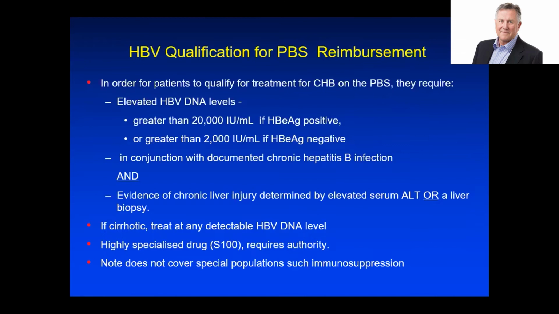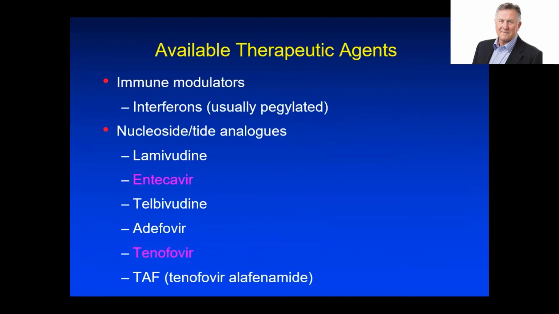It requires an authority prescription, which is a streamlined authority, and it doesn't cover special populations such as immunosuppressed patients, and I'll talk about those later. It does now cover pregnancy, and I'll talk about that in a little while. Next slide, please.